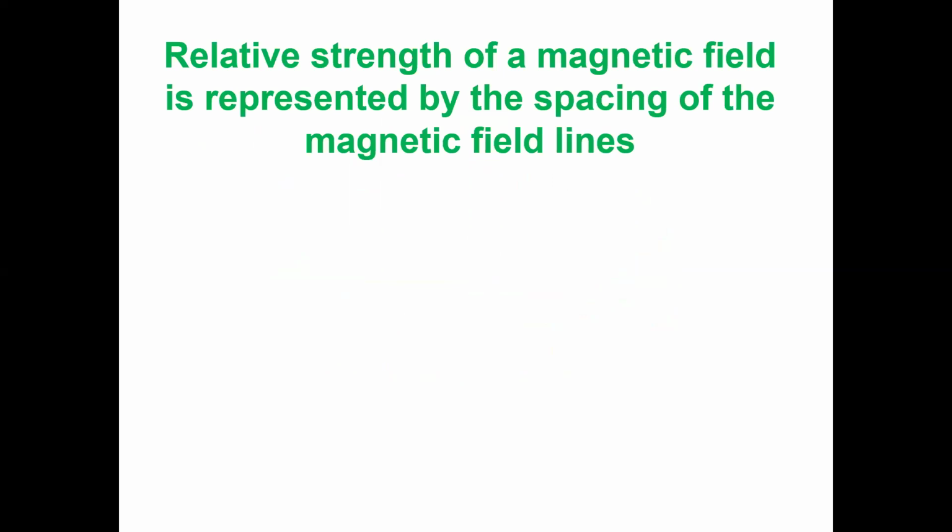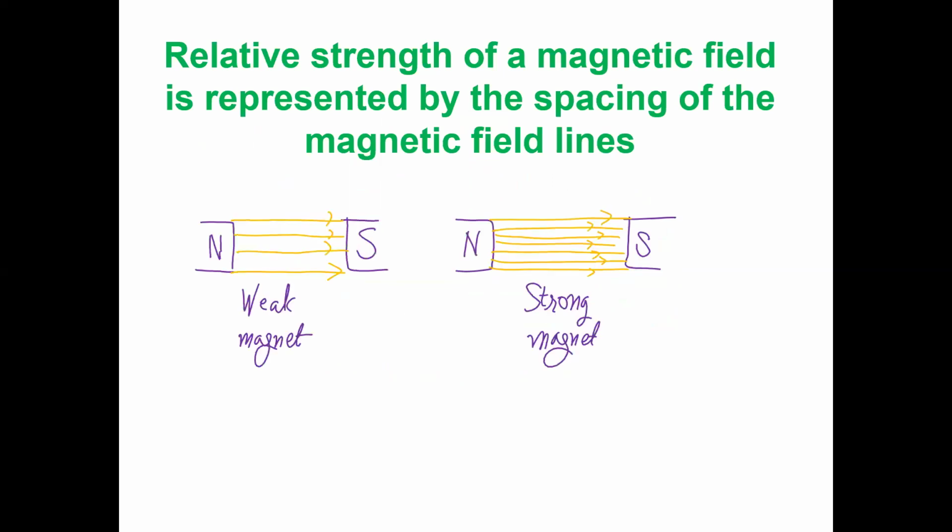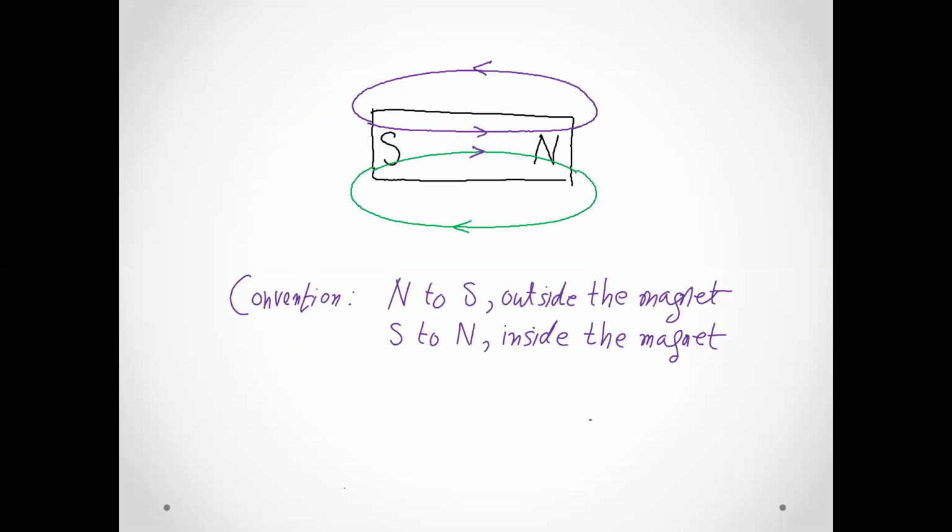Now, the relative strength. This is our next concept: how we show the strength of a magnetic field. We show the strength by the field lines. Look, on the left side, it's a weak magnetic field. On the right side, it's a strong magnet because the lines are closer. Closer means stronger magnetic field.